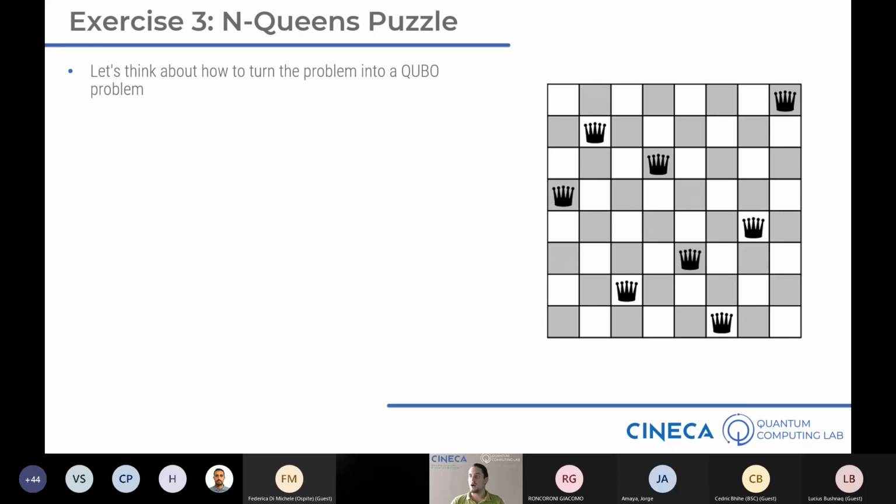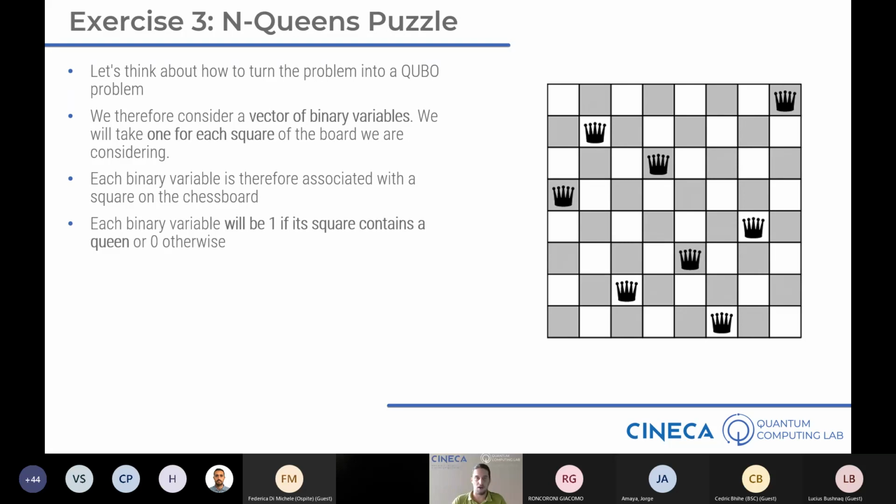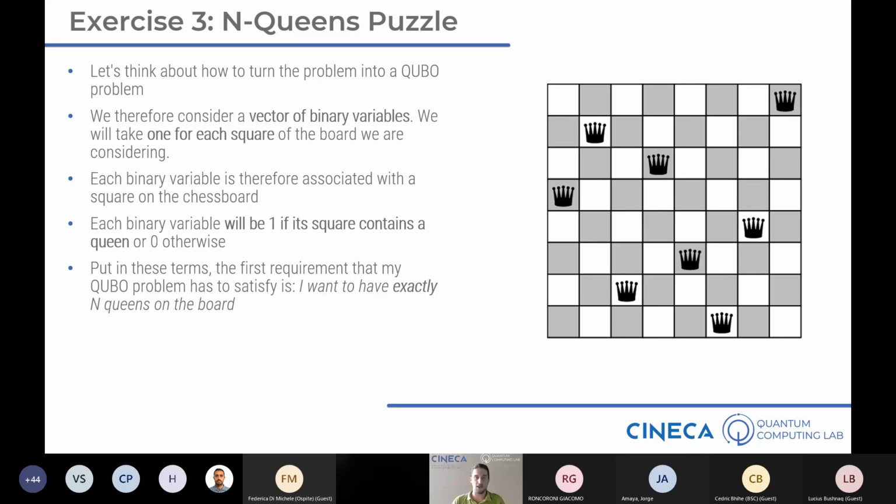So let's think about how to turn the problem into a QUBO problem. We consider a vector of binary variables. We will take one for each square of the board we are considering. Each binary variable is associated with a square. So the variable will be 1 if the square contains a queen, or 0 otherwise. So the first requirement that I want in my QUBO problem is to have exactly n queens on the board, right? This is easy.